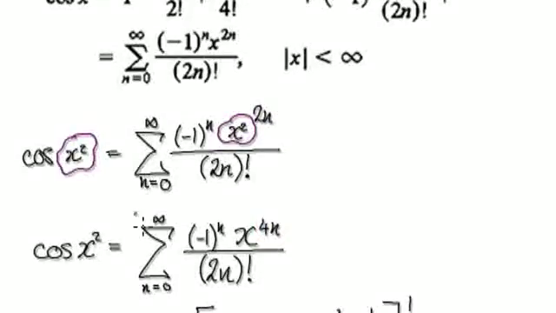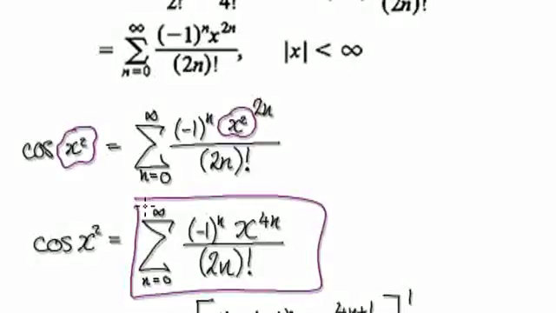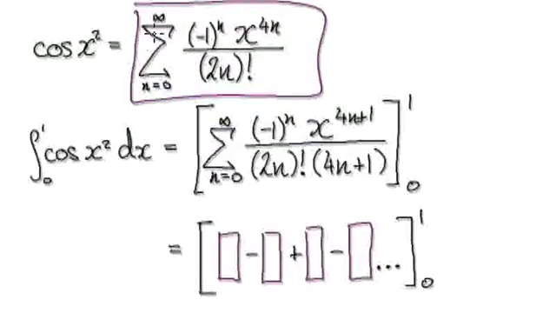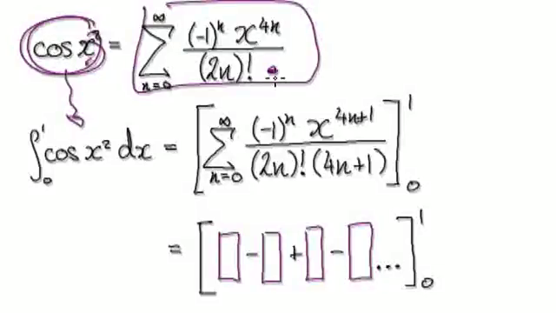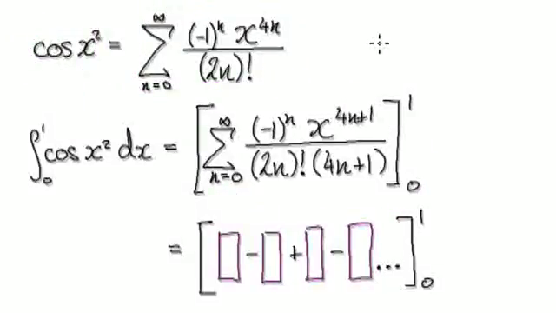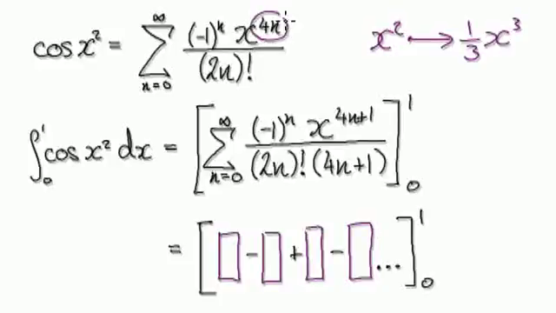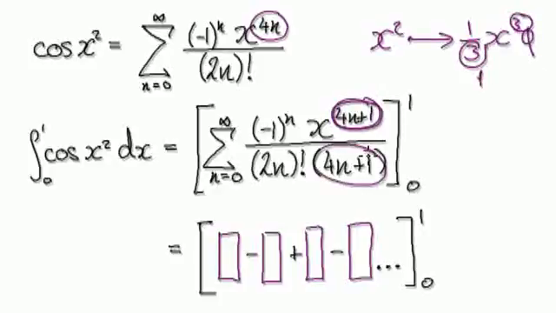So cos x squared expressed as a series is given by this. But the thing is, we want to integrate this, but we don't know how to integrate this. So let's integrate the series. Integrating the series will give you this, because if you try to integrate x squared, it would be this. So if you integrate a series, this thing here gets added by 1, so it would be 4n plus 1. But then you've got to divide by the exact same thing, 4n plus 1.